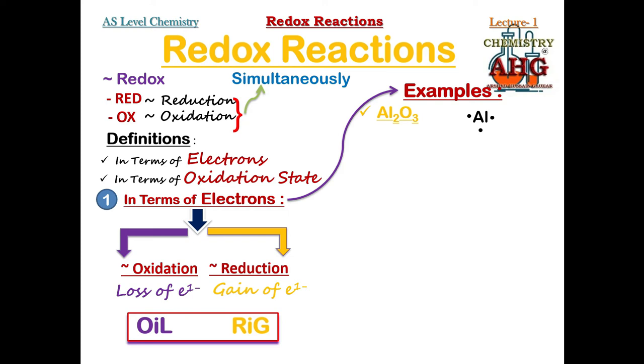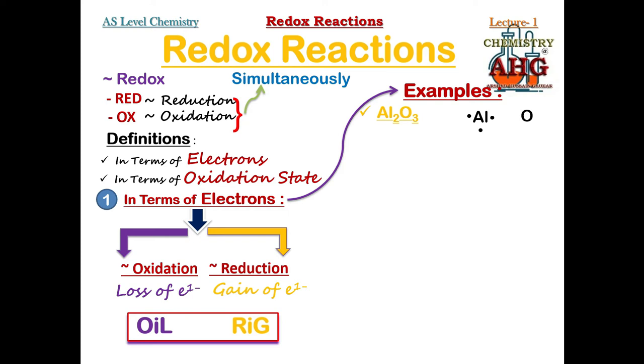Why will it get a charge of 3 positive? Because the number of protons will become greater than the number of electrons. Now, as compared to aluminum, oxygen belongs to group 16, and group 16 elements have 6 valence electrons.